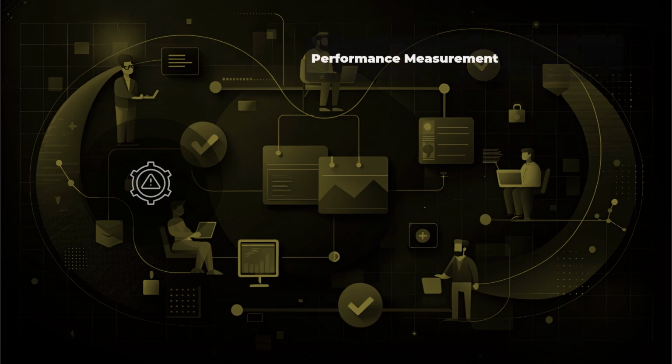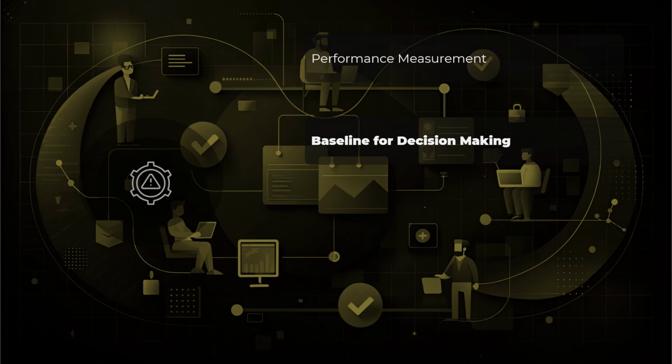Performance measurement. Project baselines provide a reference point for measuring the project's performance. By comparing actual progress against the planned scope, schedule, and cost, project managers can identify any variances and take corrective actions if necessary. Baselines enable project managers to track the project's progress and ensure that it is on track to meet its objectives.